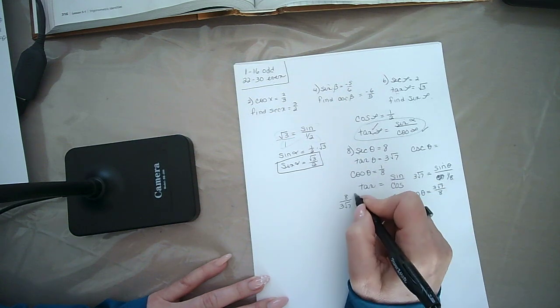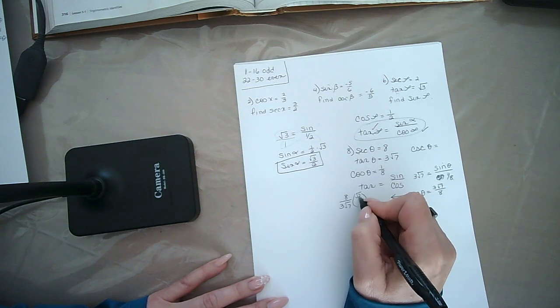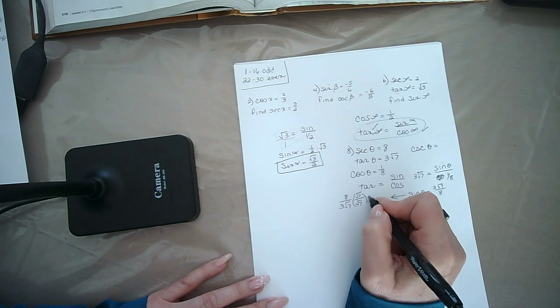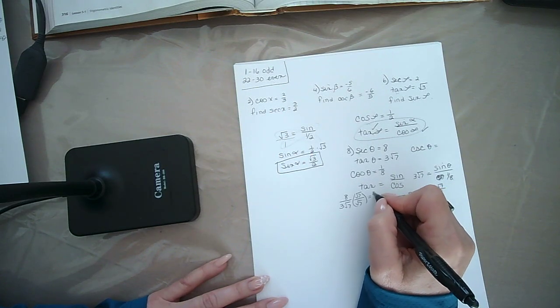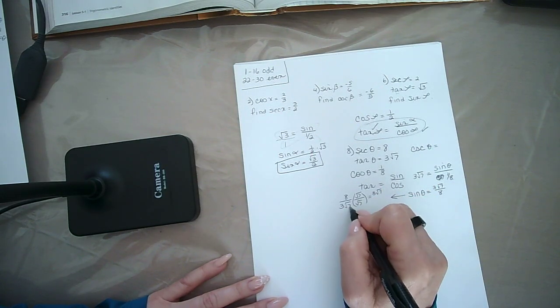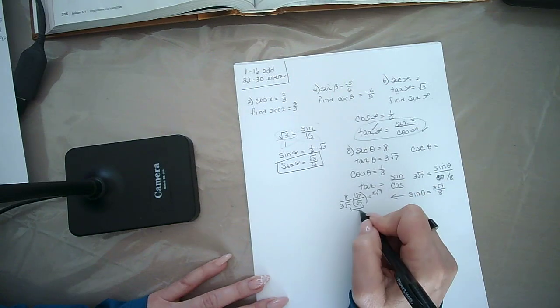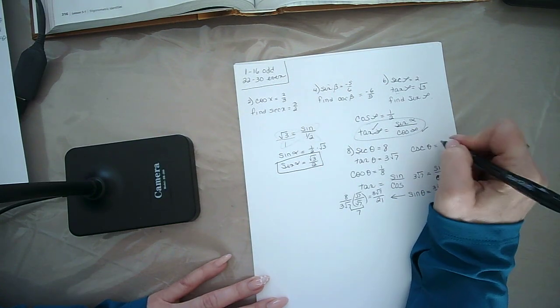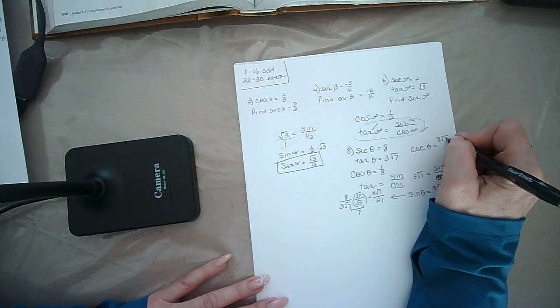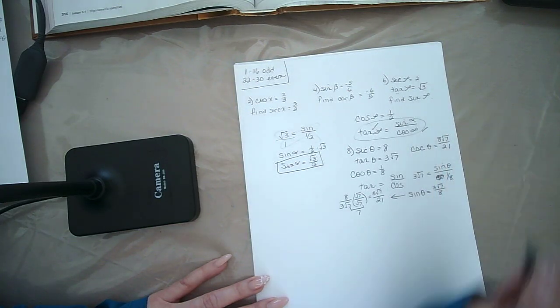Of course, I won't leave it like that. I'm not a savage. I don't leave radicals in my denominator. Be careful here, guys. The numerator is pretty easy. It's 8 radical 7. Know your math here. Radical 7 times radical 7 is 7. 7 times 3 is 21. So the cosecant is 8 radical 7 over 21.